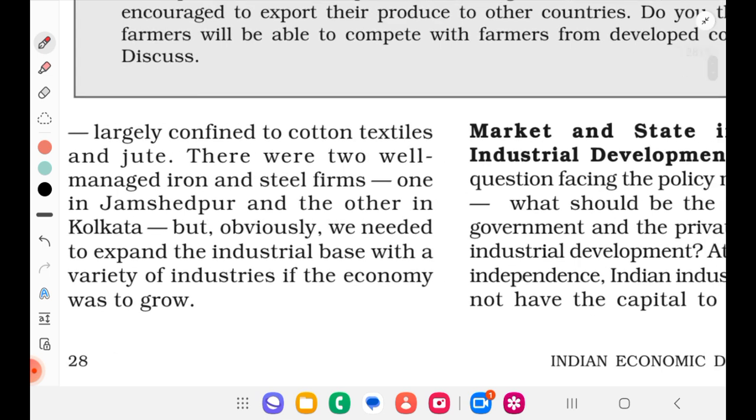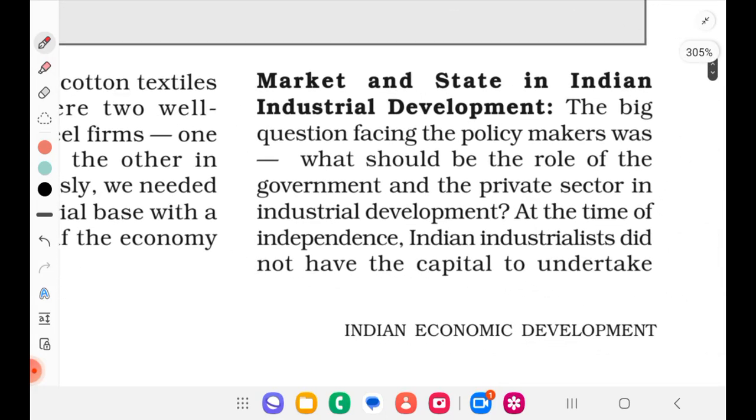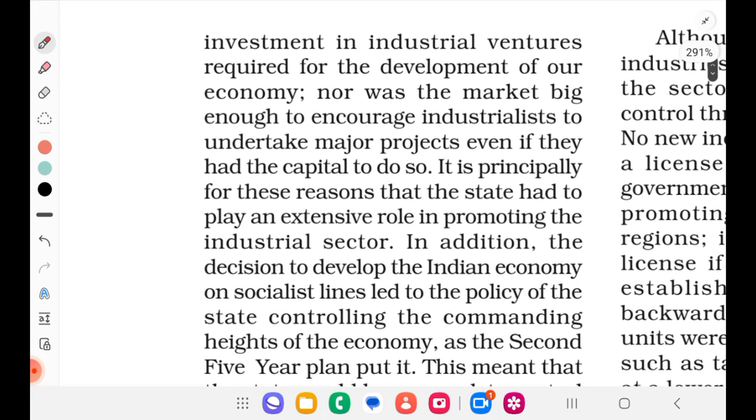Market and state in Indian industrial development. The big question facing the policymaker was what should be the role of the government and the private sector in industrial development. At the time of independence, Indian industrialists did not have the capital to undertake investment in industrial ventures required for development of an economy, nor was the market big enough to encourage industrialists to undertake major projects even if they had the capital to do so.